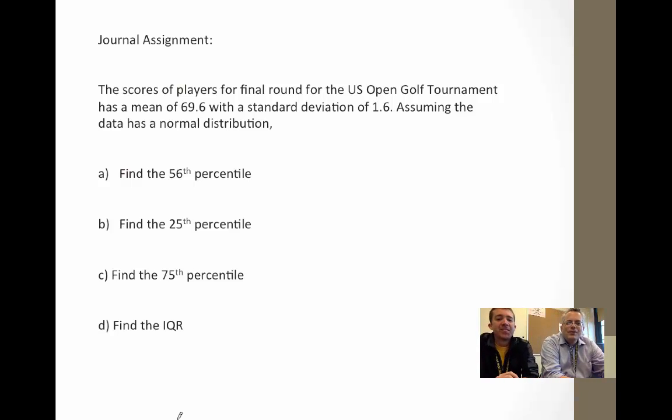All right, so the scores of players for the final round of the U.S. Open Golf Tournament have mean 69.6 and standard deviation 1.6. So assuming the data has a normal distribution, find the 56th percentile, the 25th percentile, 75th. You know this is going somewhere. If we use Q1 and Q3, you know what this is headed for. We want that IQR. We want to know the difference. All right, we'll see you guys tomorrow.